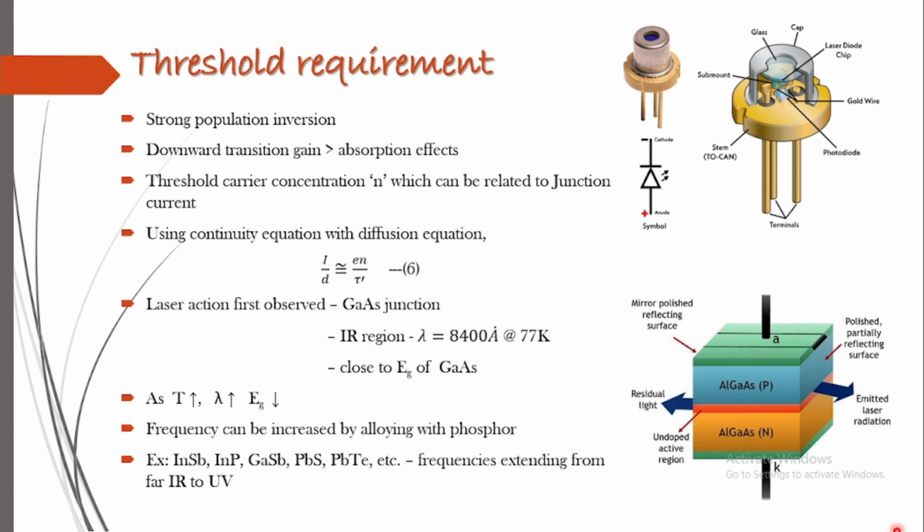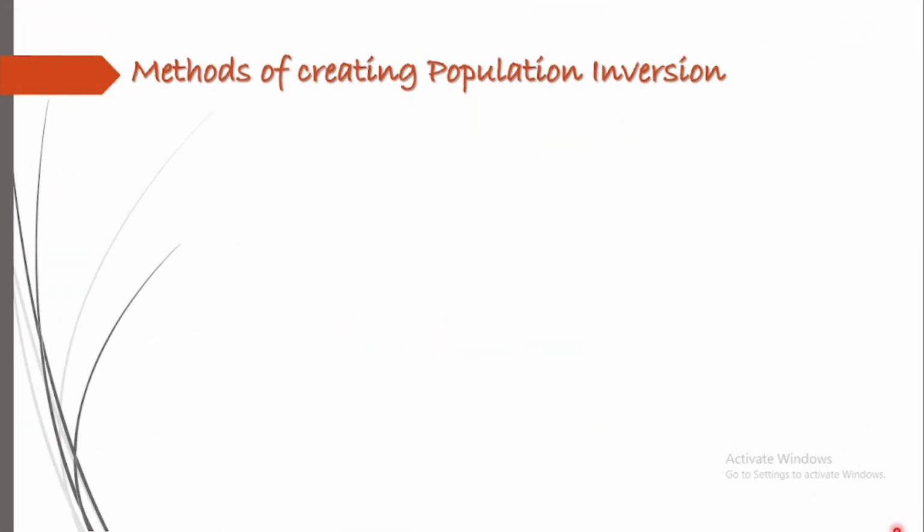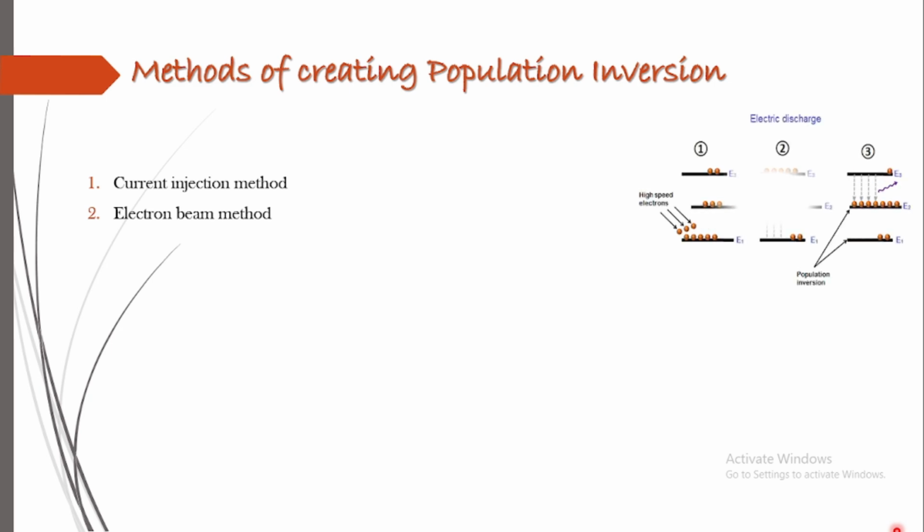So we finally understood that for the laser action to take place, population inversion is very important. So now let us understand which are the different methods of creating population inversion. So one option is the current injection method. Second one is the electron beam method. Third one is the optical method.